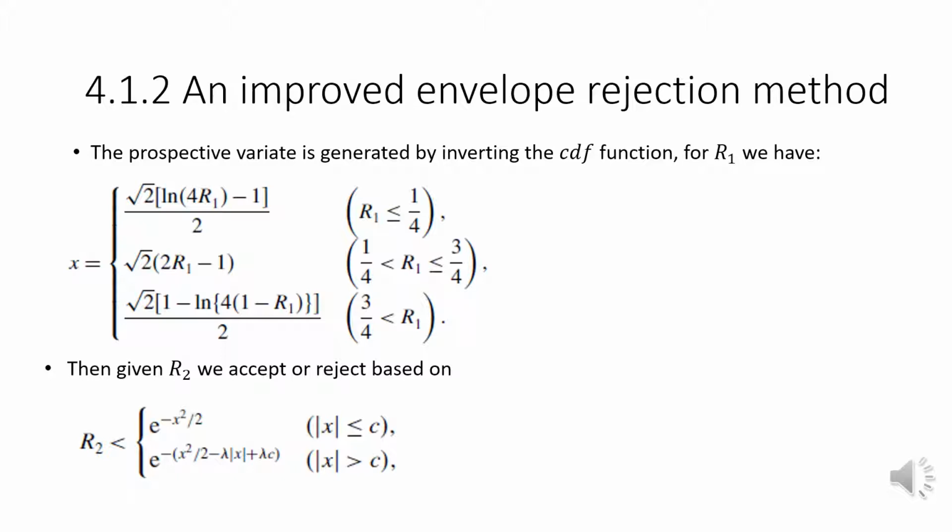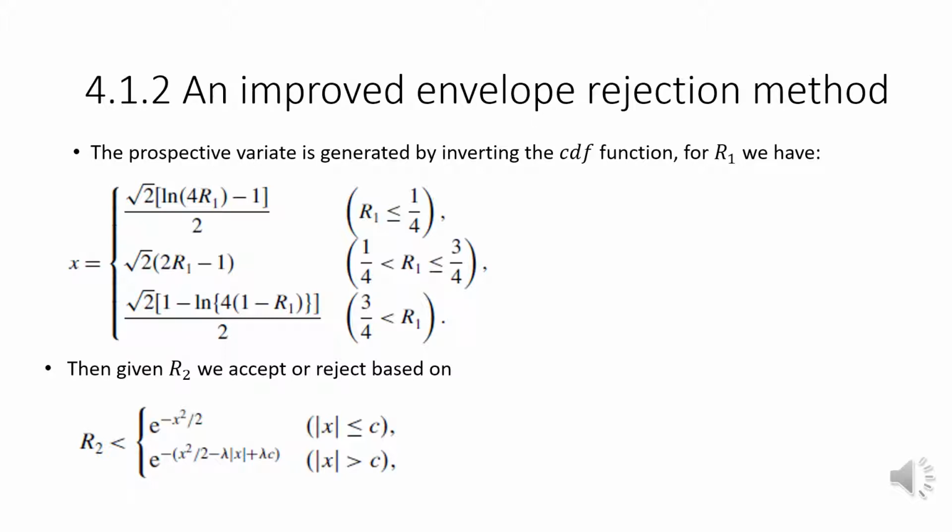Now that we know we have a higher acceptance rate for the variate generation, let's take a look at how we accept or reject the random value. The prospective variate is generated by inverting the CDF function. For R1 we have the following for x. If R is in certain brackets, then we give the value of x a certain function. Then given R2, we accept or reject based on the following, and whether that value of x is less than or greater than the value of c.